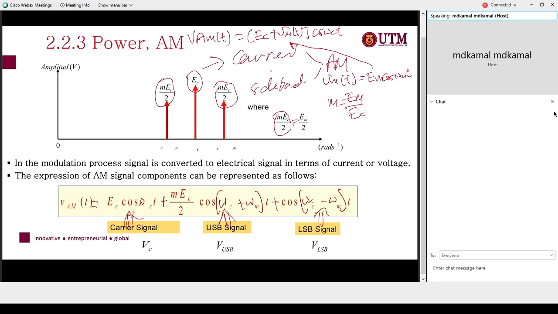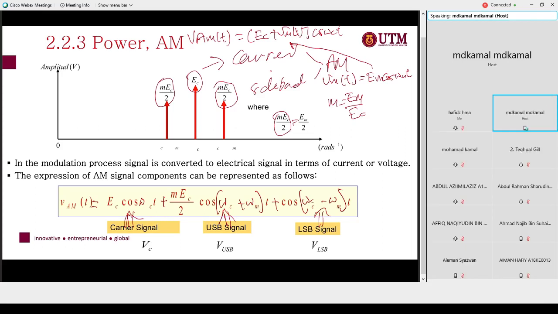The next one is your upper sideband, where you have omega c plus omega m, and this one, the lower sideband, is omega c minus omega m. Because some of the people say, why omega? Because actually omega is related to the frequency, 2 pi f here. So you can find f is equal to omega over 2 pi. So this is the frequency.